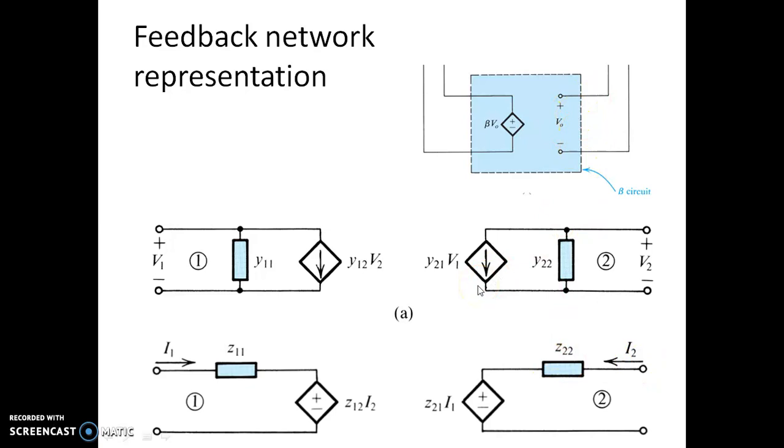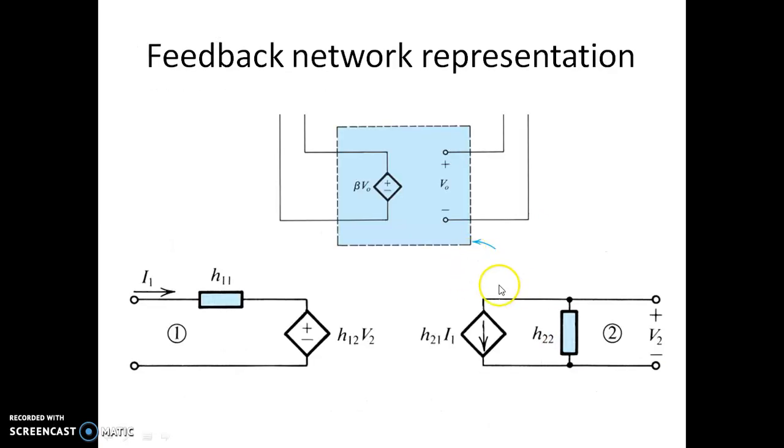So let us see if there is any other parameter, any other network which I can use. If we can see, the H parameters.